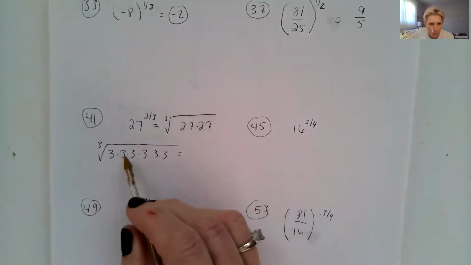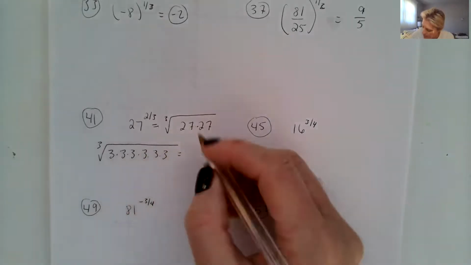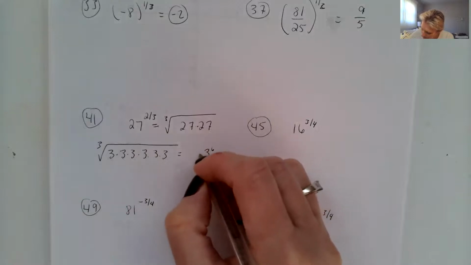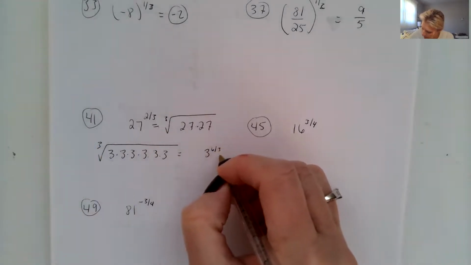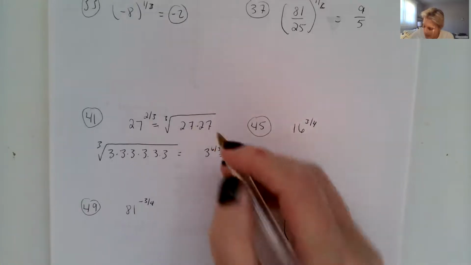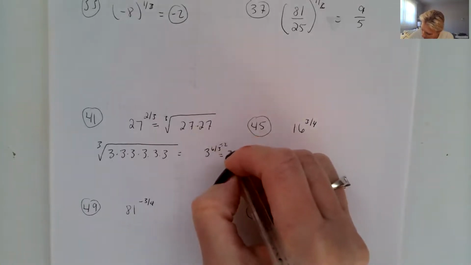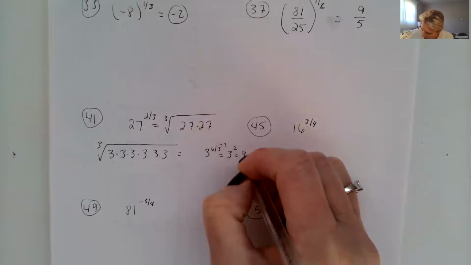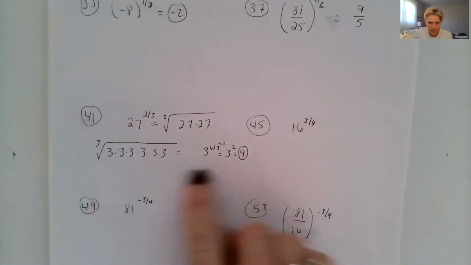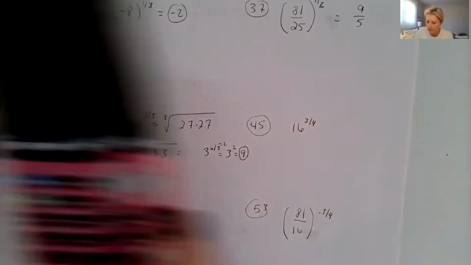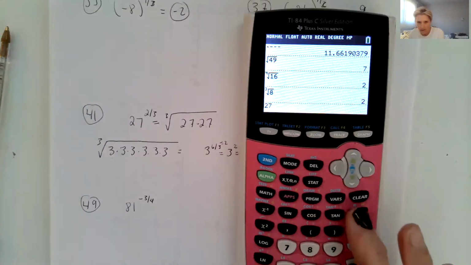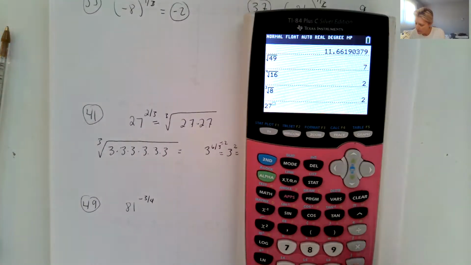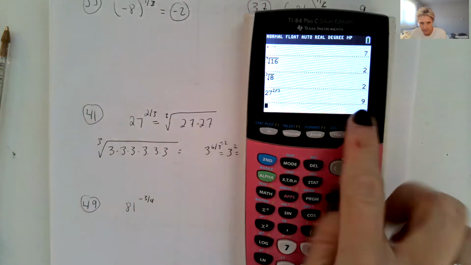So I really have 1, 2, 3, 4, 5, 6. I have 3 to the 6 over 3 because that's my denominator. And 6 divided by 3 is 2. So I really have 3 squared or 9. This is how you can do it by hand. Now we could do this in our calculator here by taking 27 and raising it to the 2/3 exponent, and it would tell you it's 9.